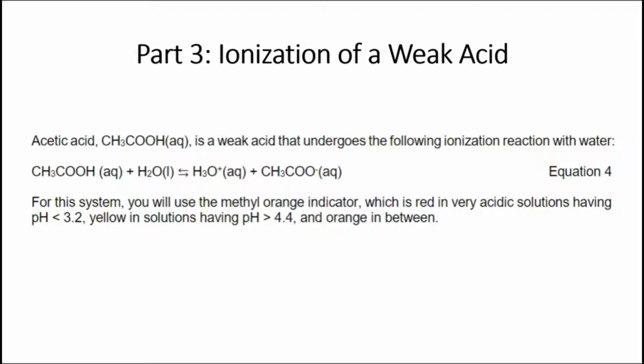So this indicator will be red below a pH of 3.2, orange when the pH is between 3.2 and 4.4, and yellow when the pH is above 4.4. So after we have this equilibrium mixture, we will add sodium acetate, and we will use the color change to determine which way the reaction shifted.